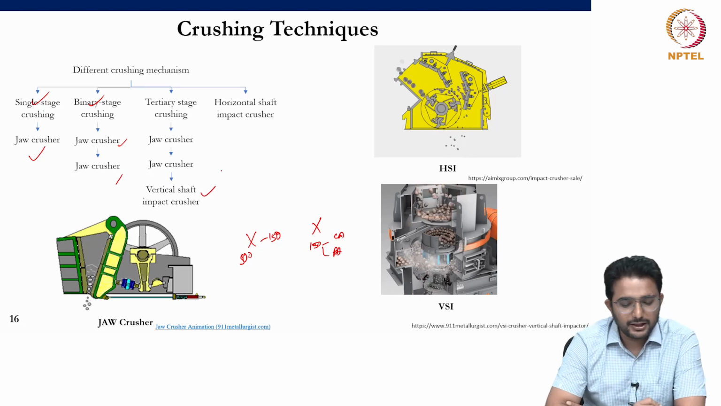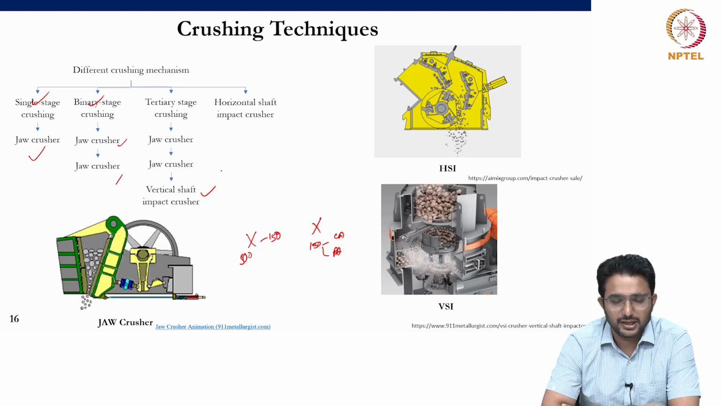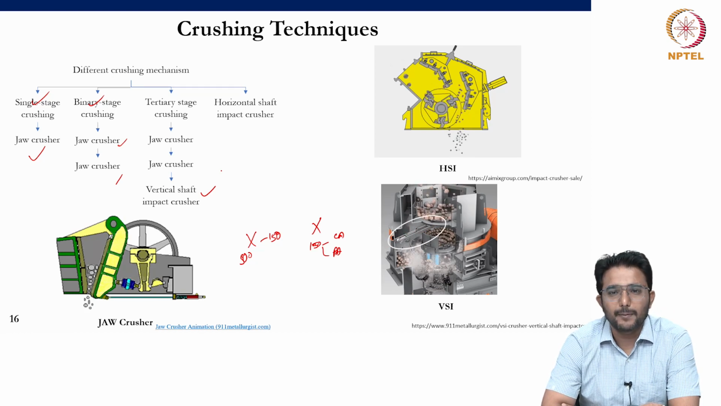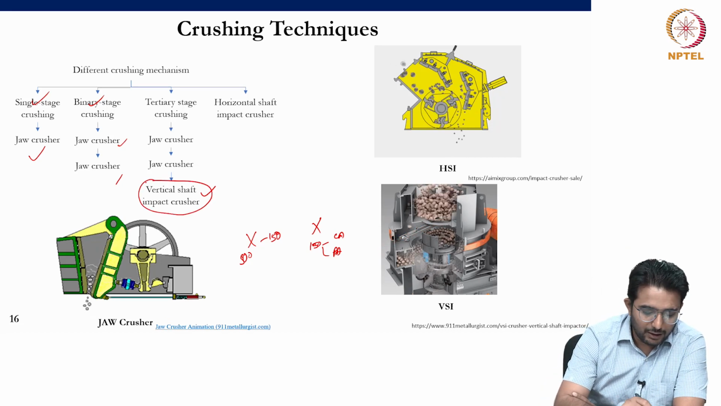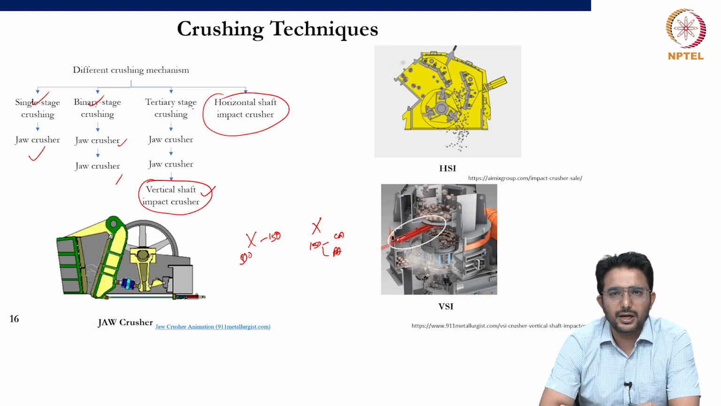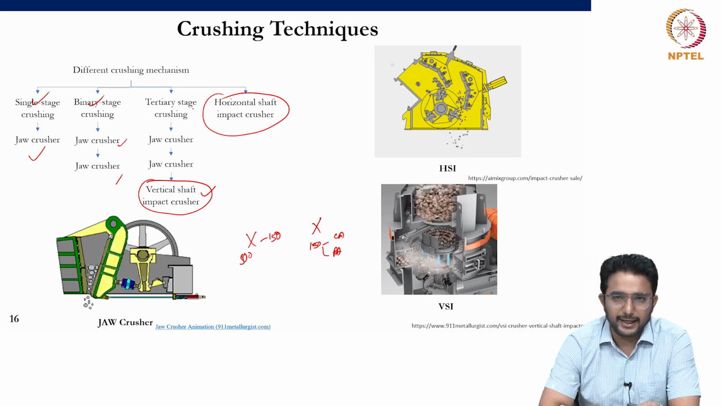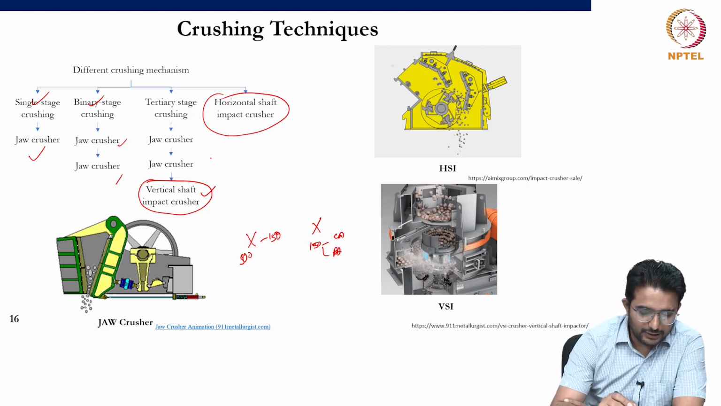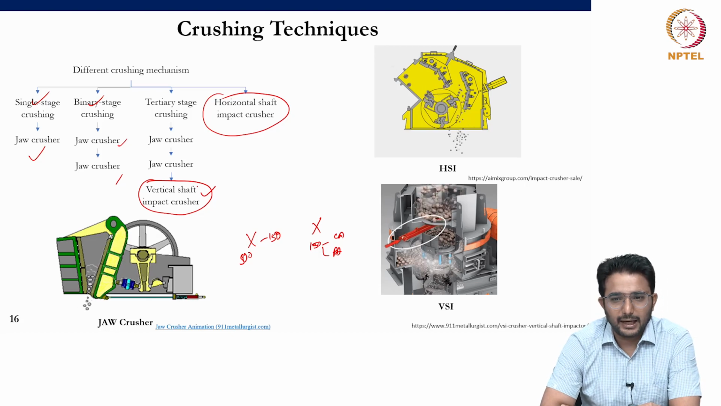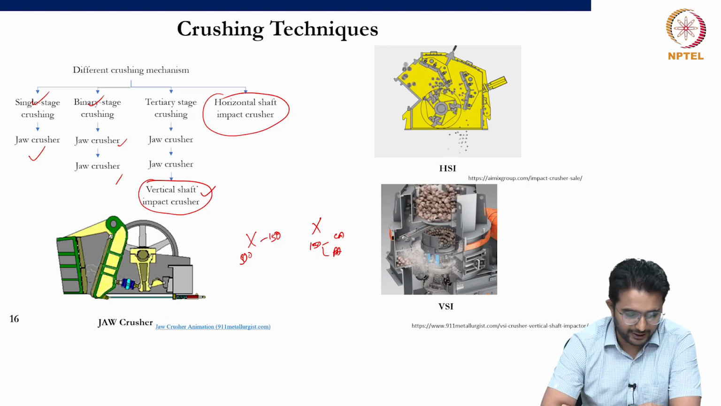And nowadays tertiary stage crushing is also being seen. In the tertiary stage crushing, advanced crushers are kept, for example the vertical shaft impact crusher and horizontal shaft impact crusher. These are considered advanced crushers which can improve the shape properties of the aggregates. So these crushers are kept at the end to improve the morphological properties of the aggregates, especially the fine aggregates.